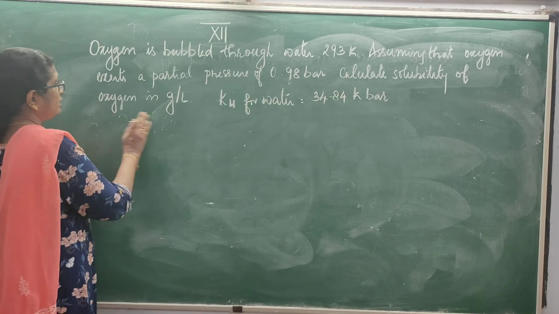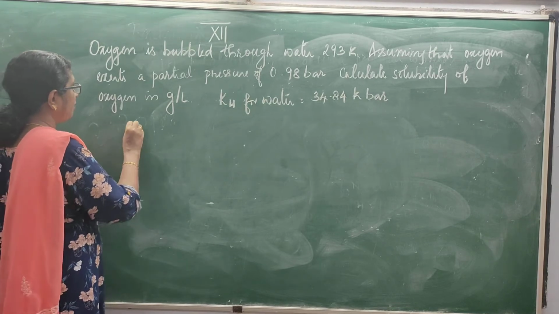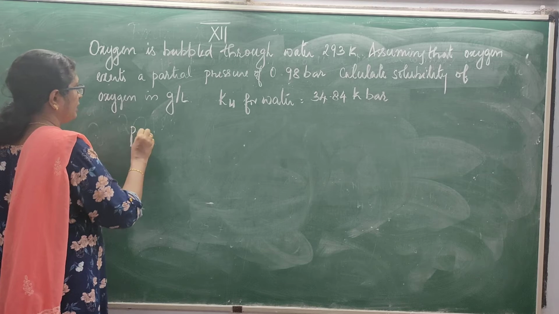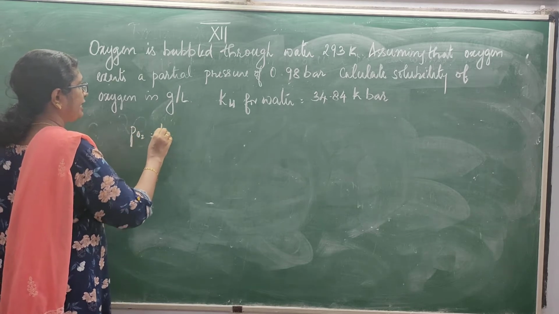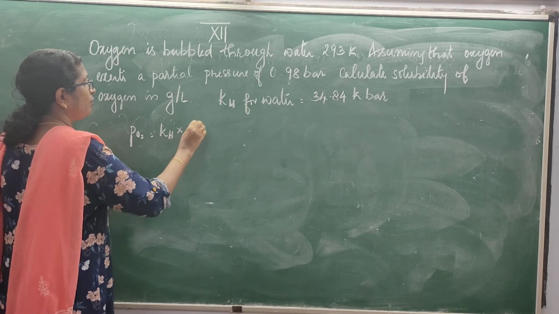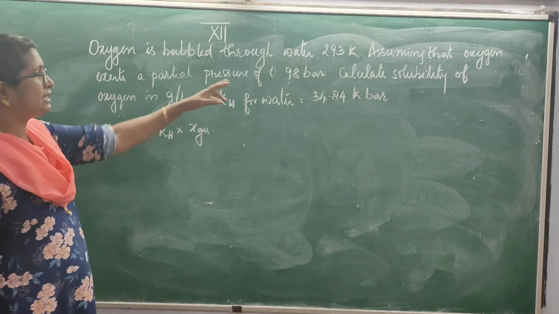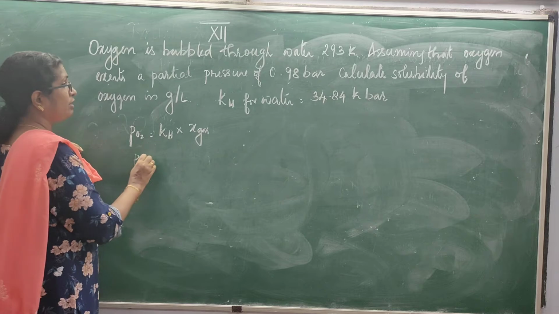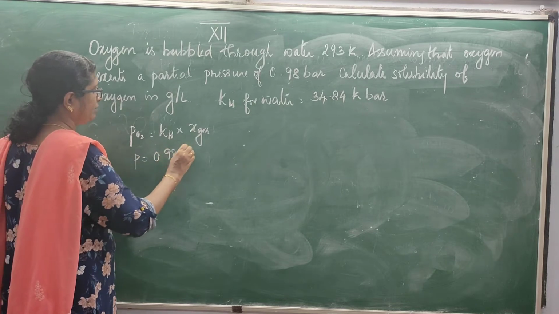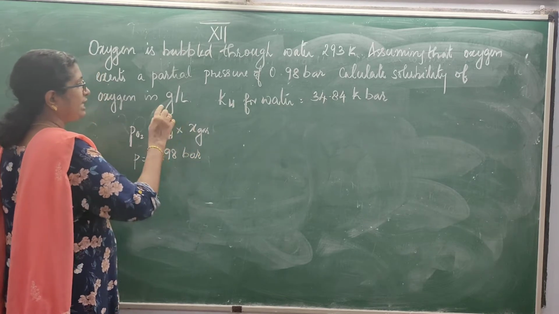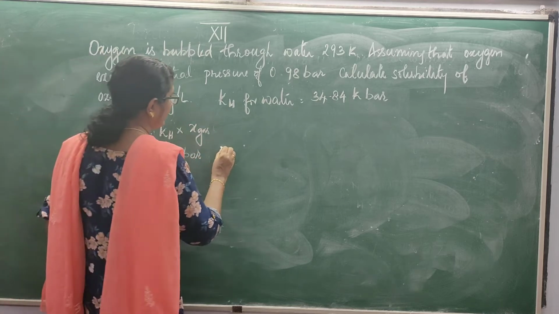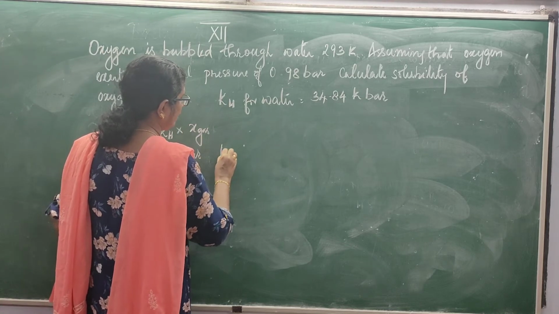Now, what is Henry's law? P of oxygen is equal to kh into mole fraction of the gas. Now, partial pressure of oxygen is given. P is equal to 0.98 bar. Then what kh is given? It is 34.84.